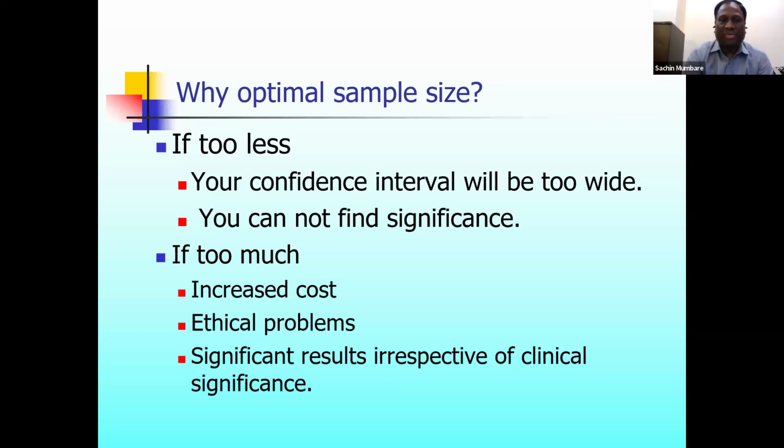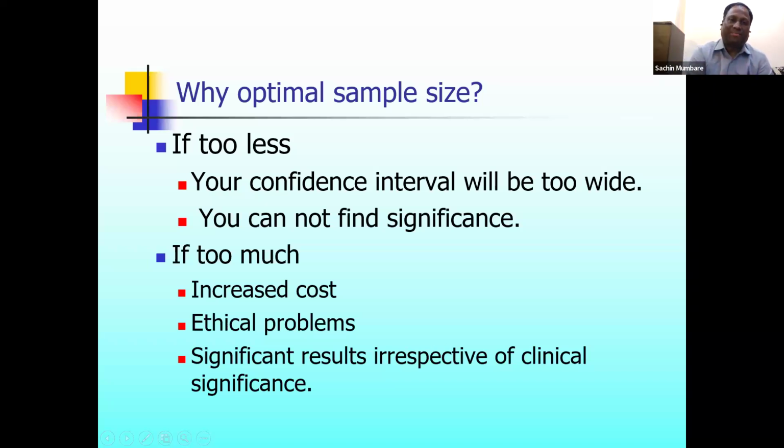And with too large a sample size, we can get statistically significant results even if the results are not clinically significant. For example, if the decrease in blood pressure with an antihypertensive is just 1 mm of Hg, a difference of 1 mm of Hg, which is not of much clinical significance, but with a very large sample size, such findings may give significant results. So if the sample size is too large, we can get significant results irrespective of clinical significance.